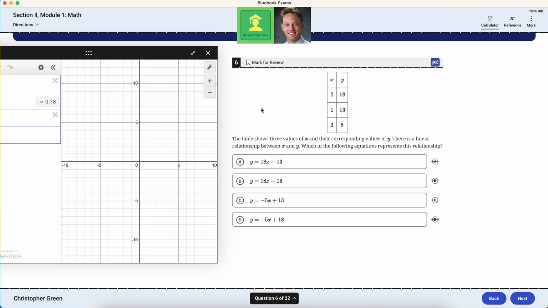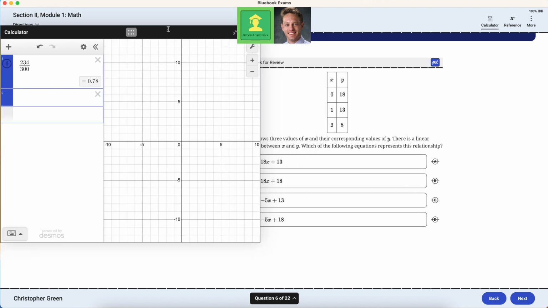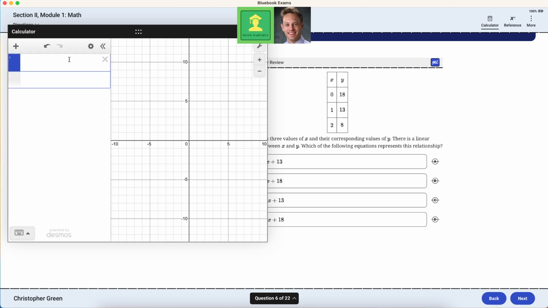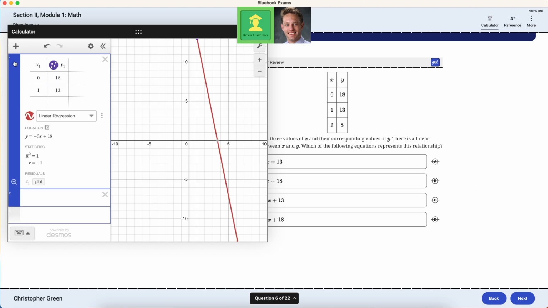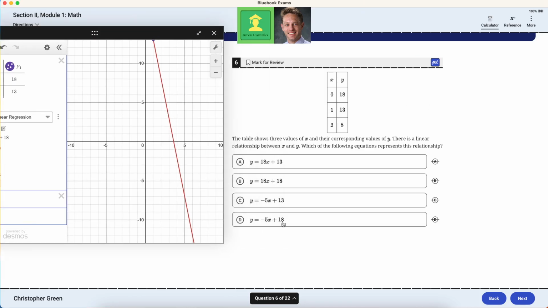A table shows 3 values of x and their corresponding values of y. There is a linear relationship. So here is a perfect example of applying the linear regression ability of Desmos. And to do that, you hit the plus sign right here and you hit the table. You're telling it 2 points on a line, and it's coming up with the equation of the line that goes through both of those points. And you could have used any pair. Any 2 rows of this grid would suffice. And it's negative 5x plus 18. So this really just does it for you on Desmos.